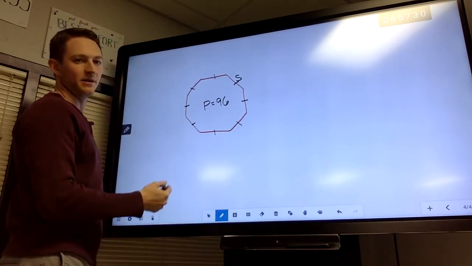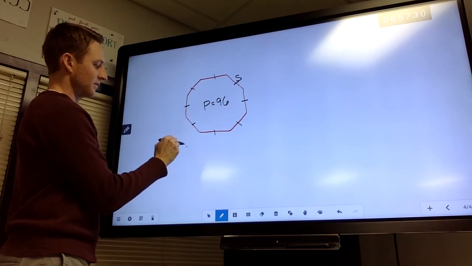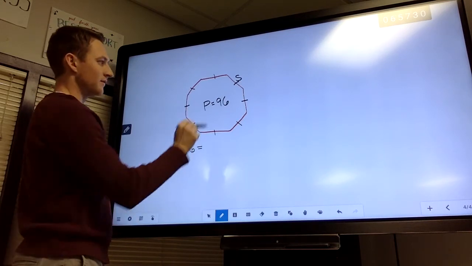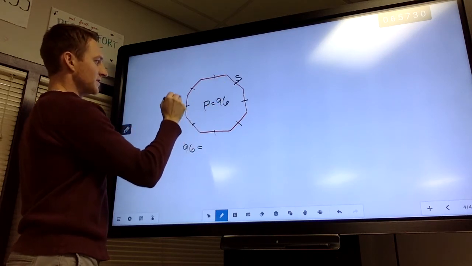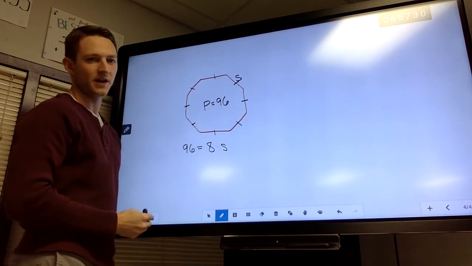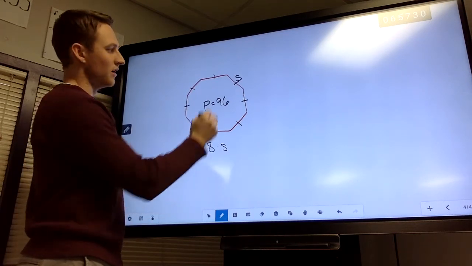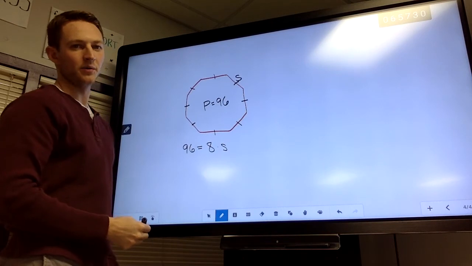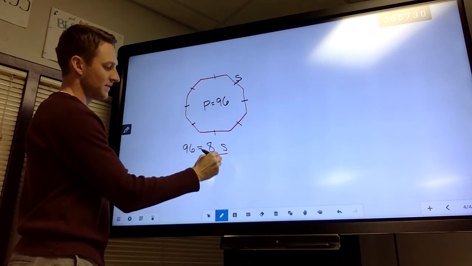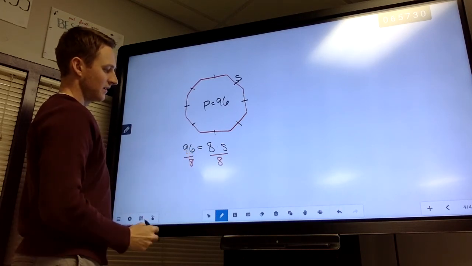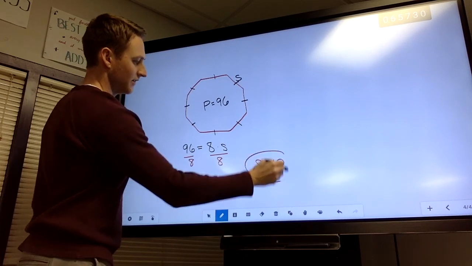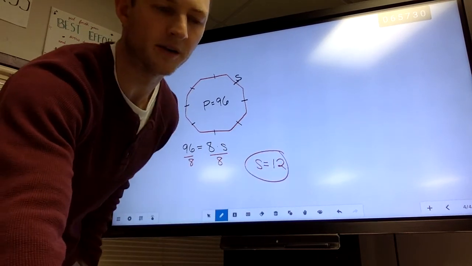So if we have an octagon with a perimeter of 96, we can say that 96 equals, well, how many sides do we have? 1, 2, 3, 4, 5, 6, 7, 8. So we have 8 sides, and S stands for side. And we want to figure out what's the length of each side, or we want to find S. So if we have 8 times S, what's the opposite of times? Divide. And the length of each side is going to be 12. And I think it's 12 inches, but you have to check your notes.